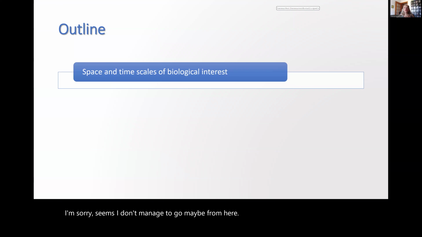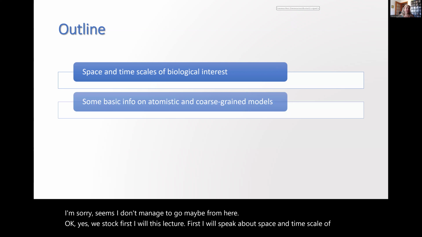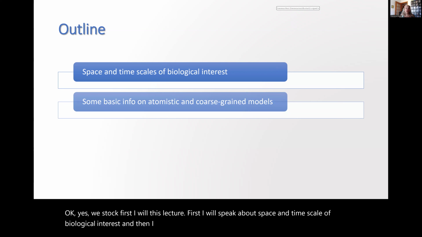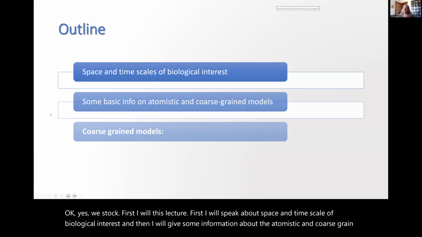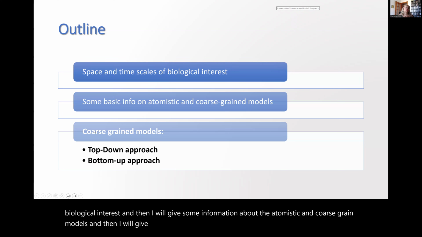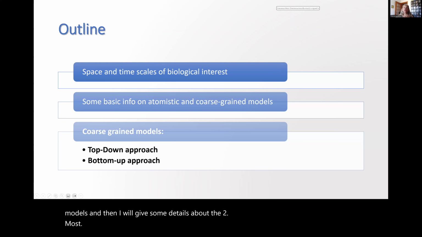First, in this lecture, I will speak about space and time scale of biological interest. And then I will give some information about the atomistic and coarse-grained models. And then I will give some details about the two most common approaches for coarse-grained models that are classified as top-down and bottom-up approaches.